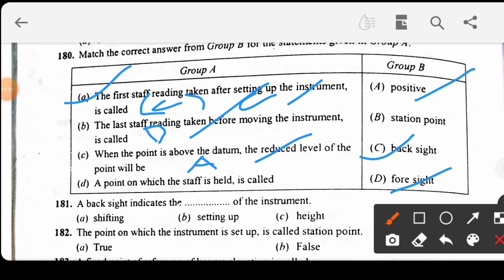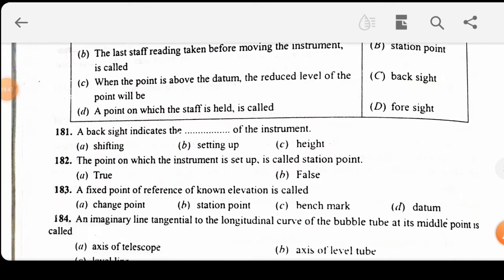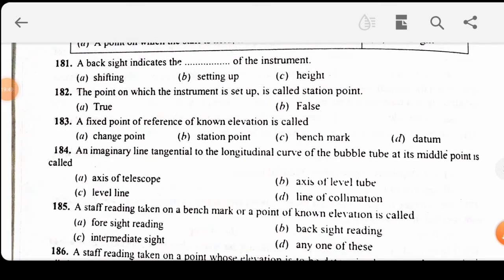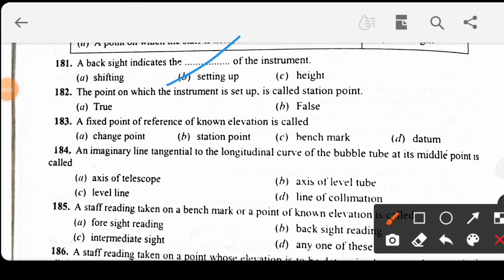A point on which the staff is held is called station. जिसके ऊपर स्टाफ पकड़ना पड़ता है उसको स्टेशन पॉइंट कहा जाता है. A backsight indicates the setting up of the instrument. The point on which the instrument is set up is called station point.